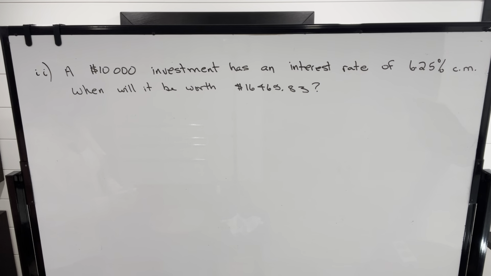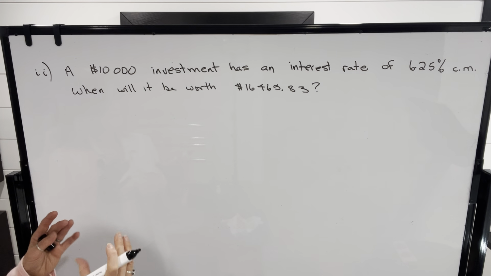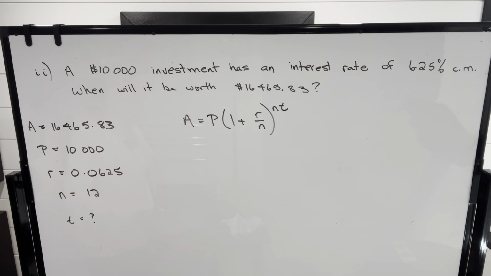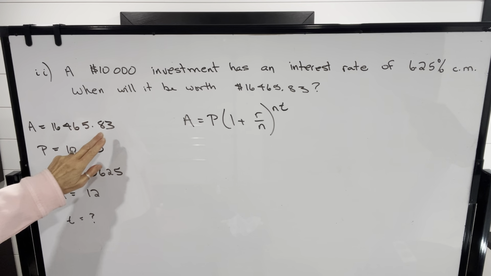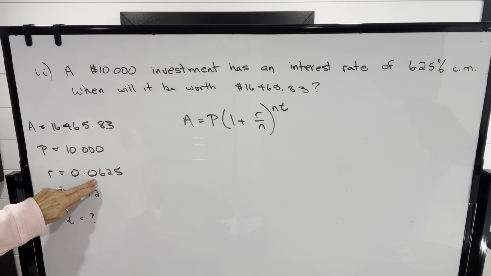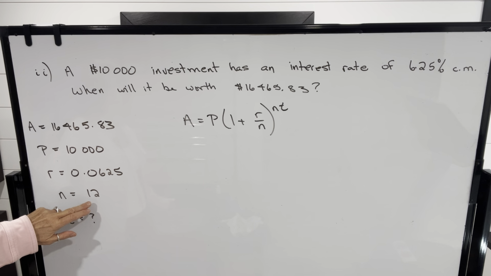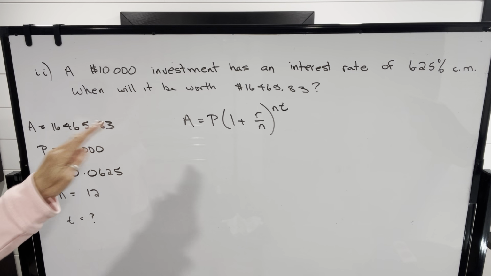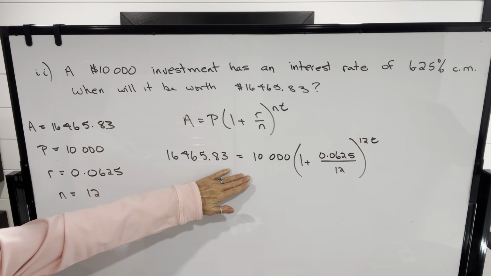Our next question says a $10,000 investment has an interest rate of 6.25% compounded monthly. When will it be worth $16,465.83? So let's write our formula and then write down the values that we know. So we know the future value is $16,465.83. The present value is $10,000. Our interest rate as a decimal is 0.0625. And because it's compounded monthly, that means that there are 12 compound periods in a year. Let's plug these values in, and our equation looks like this.